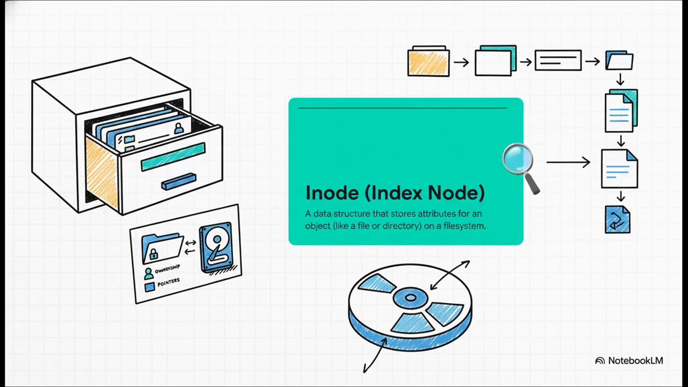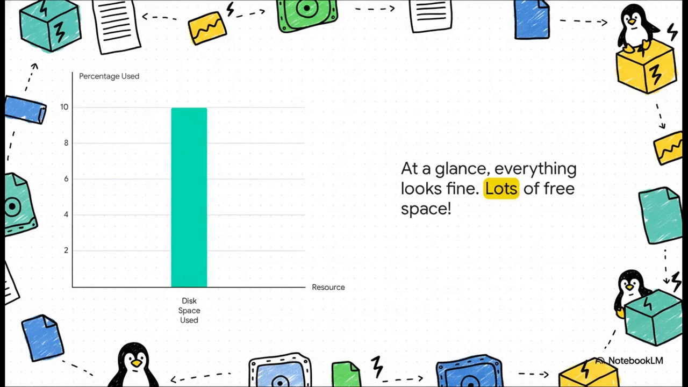The card catalog analogy is perfect. The inode is the little card that tells you where to find the book, but it isn't the book itself. Now picture this. You check your disk space, and it looks amazing, only 10% used. You're thinking, great, I have tons of room for big files, right?